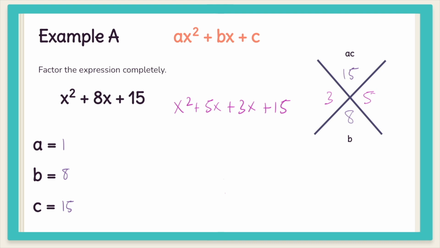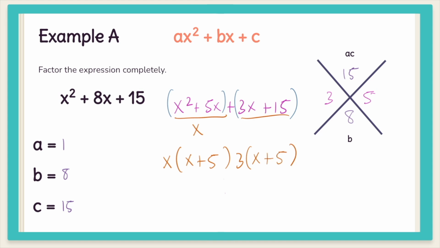Now I'm going to factor it into binomials. On one side, I've got x squared plus 5x, and on the other side, I've got 3x plus 15. So now it's time to factor out the greatest common factors. I've got x squared and 5x. I can take an x out of that, so I'm going to end up with x on the outside, and then x squared divided by x is x, and 5x divided by x is plus 5. I'm going to do the same thing on the other side. I can take out a 3 over here, so I'm going to have 3 on the outside. 3x divided by 3 is going to be x, and 15 divided by 3 is going to be 5.